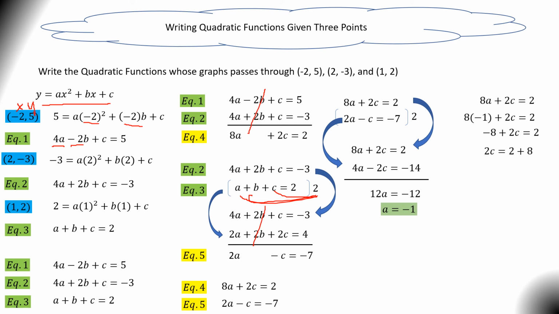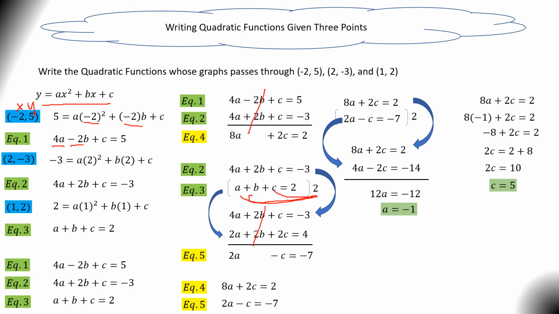Then, transpose natin sa negative 8, magiging 2c equals 2 plus 8. Then, 2c equals 10. Divide both sides by the numerical coefficient of c, which is 2. 2c divided by 2 is c, and 10 divided by 2, 5. c is equal to 5.